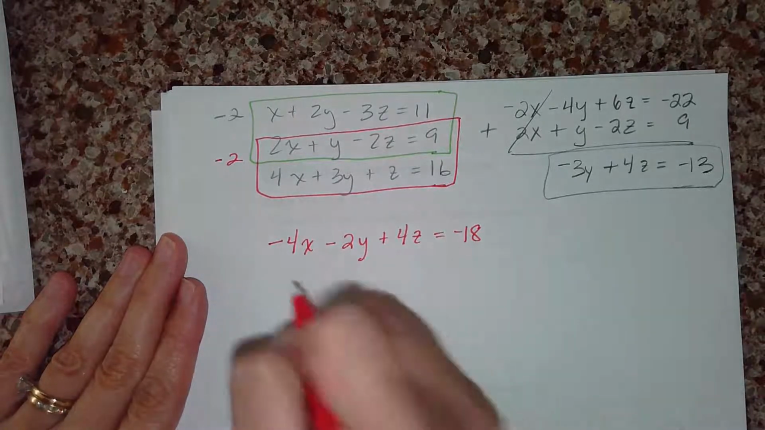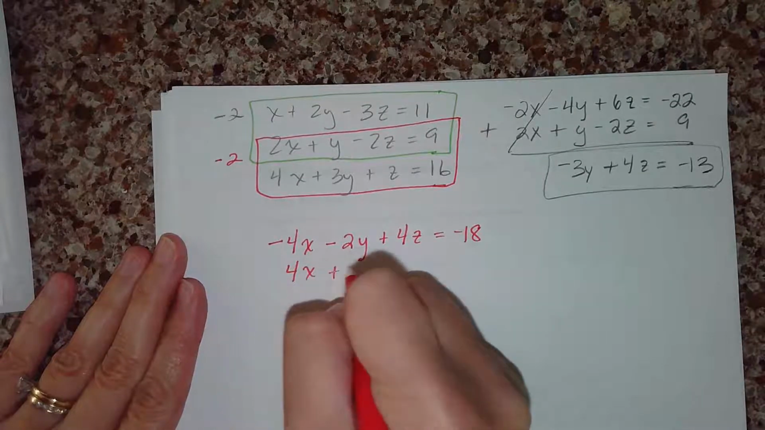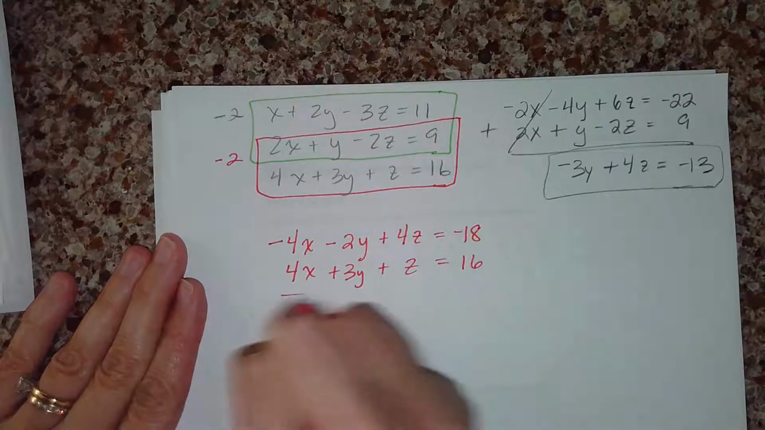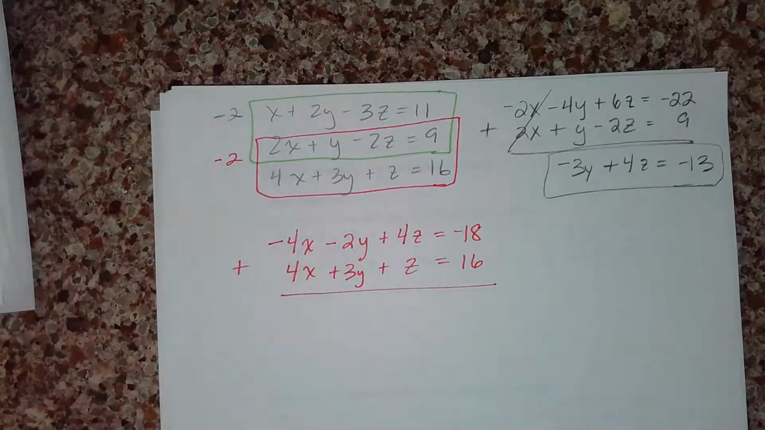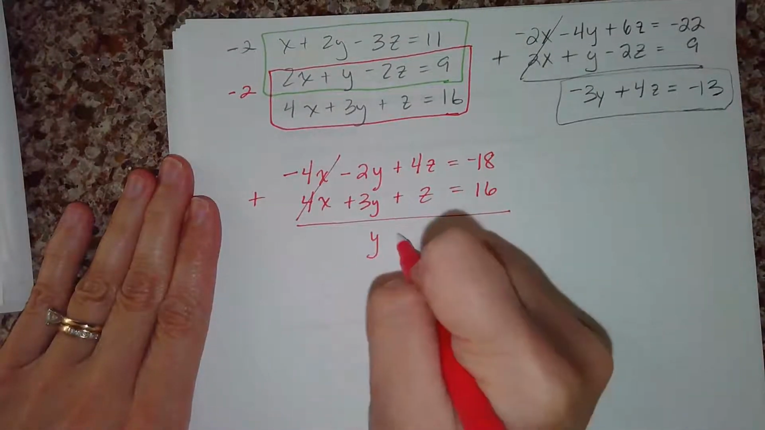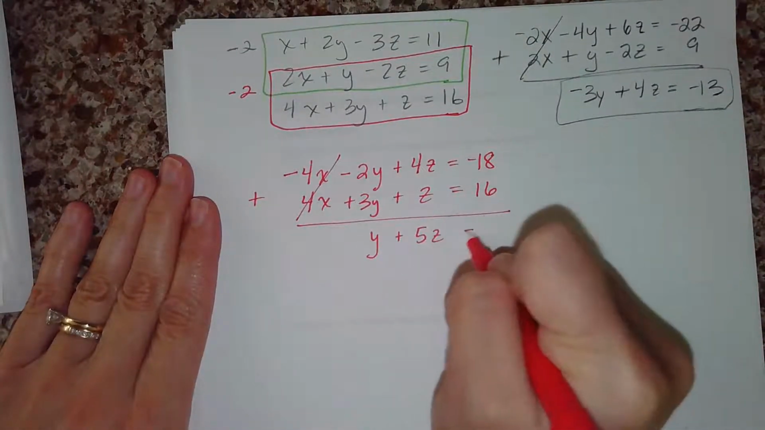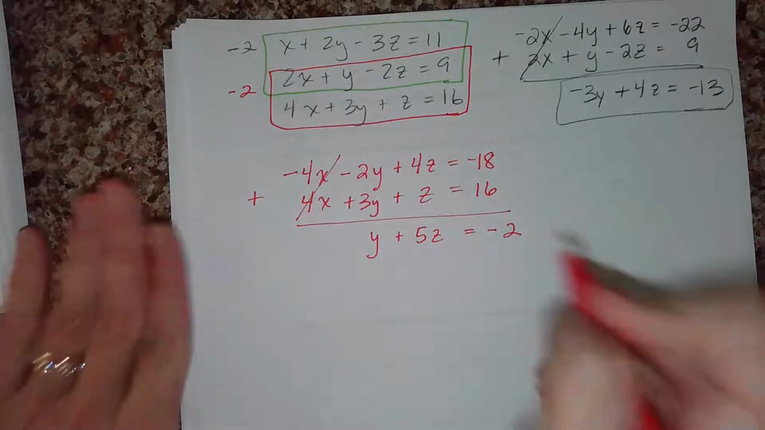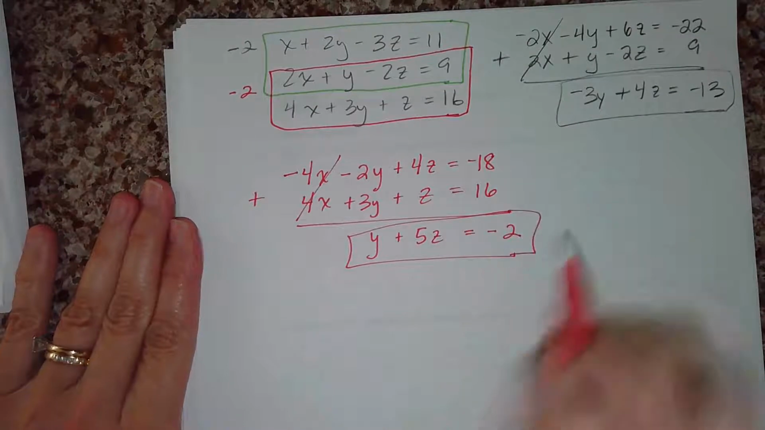And then the second equation didn't have to be changed. There could be times when you'd multiply one equation by one number and another equation by another number, but we don't have to worry about that right now. So now I can add those two things together. My x's would cancel. I'm going to get y plus 5z equals -2. Great. All right, we're getting there.